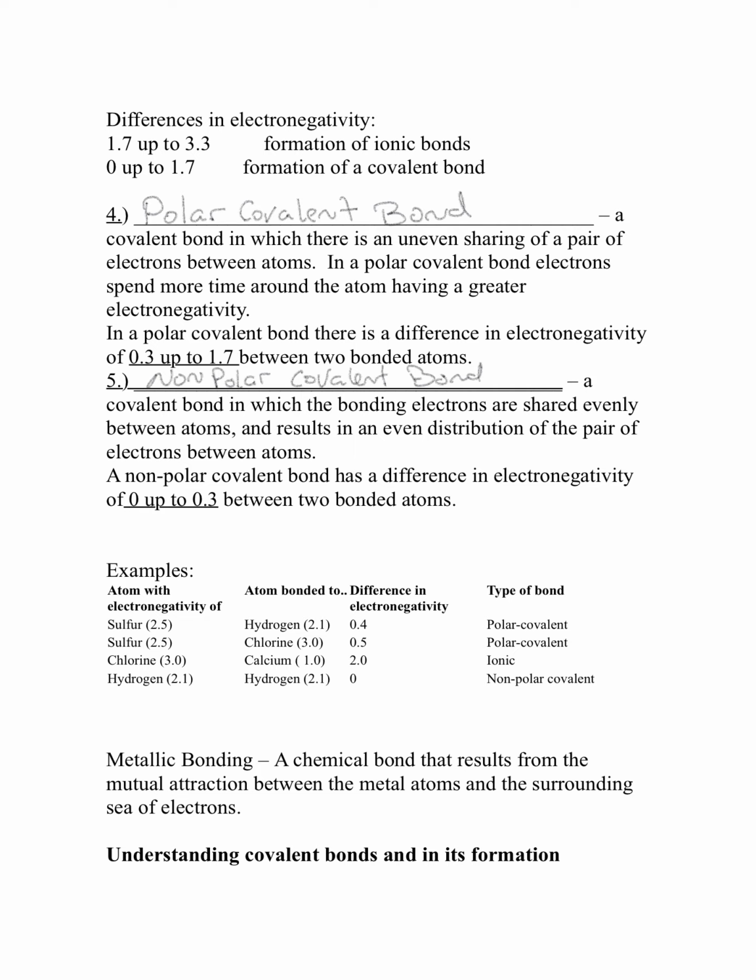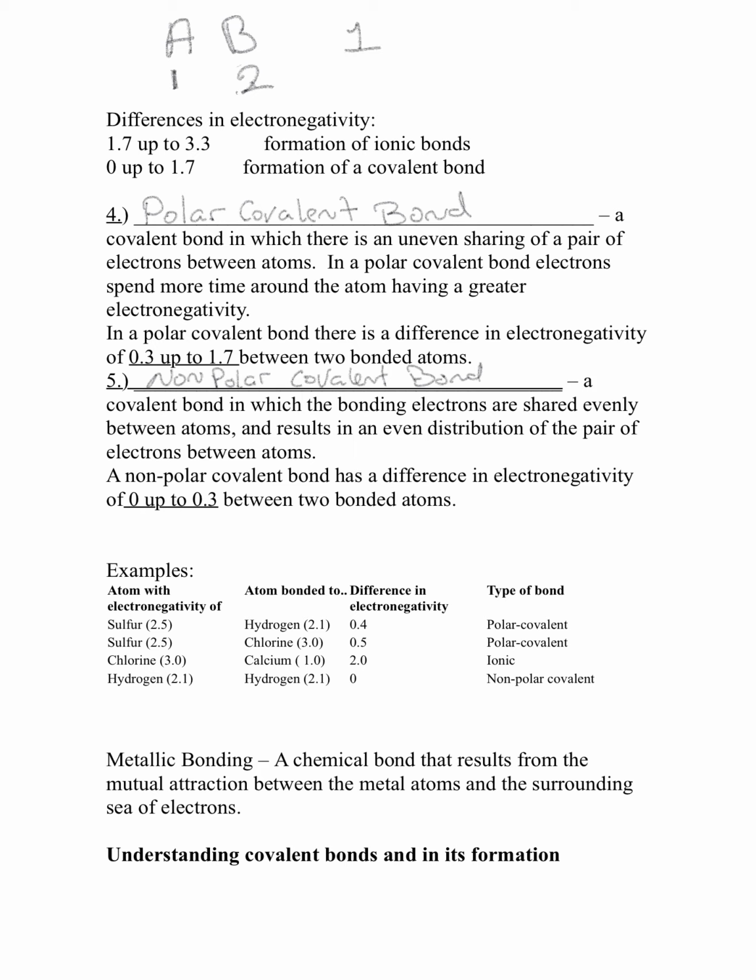So let's take a look at this for a second. We'll go over this a couple of times, but let's say atom A is bonded to atom B. Let's say the electronegativity of atom A is 1 and the electronegativity of atom B is 2. What's the difference between the electronegativity of these two atoms? 1 from 2 is 1. So the difference is 1.